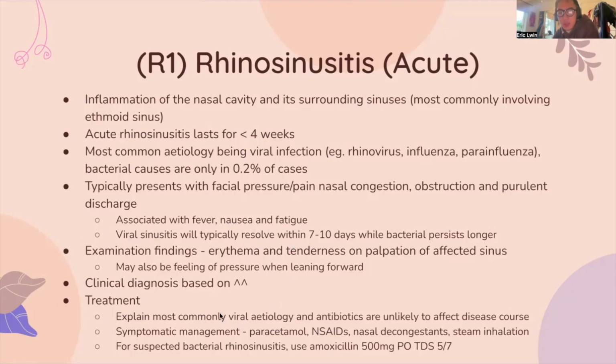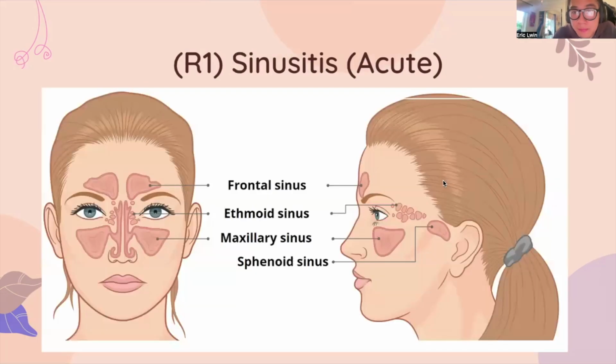The treatment is typically conservative, as it's commonly a viral etiology. So you can give paracetamol and NSAIDs, nasal decongestants, and steam inhalation, which is essentially exactly what it sounds like. It's just inhaling steam to clear up the sinuses and nasal canal. And for suspected bacterial rhinosinusitis, you can use amoxicillin, just like with a lot of our ENT infections. They love amoxicillin.